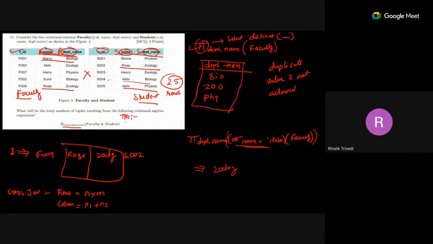So the projection of department name on this natural join. How do we write the equivalent TRC expression for this? Select name, department name. Let's say we have any tuple, say T, or any tuple variable T. T is then, vertical bar. Then there exists F belongs to faculty, and there exists S belonging to student.